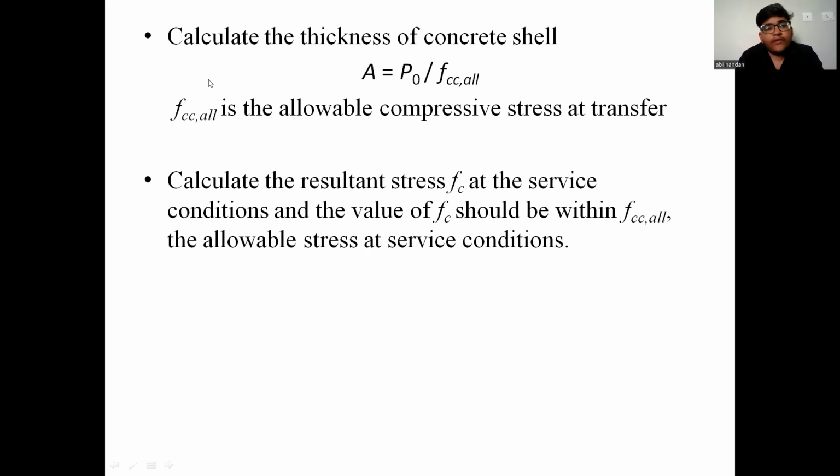The third step is to calculate the thickness of the concrete shell. With the following equation, we can calculate the thickness of the concrete shell. The FC is the allowable compression stress at transfer. The fourth and final design step is to calculate the resultant stress FC at the service conditions. This is given in the equation above.